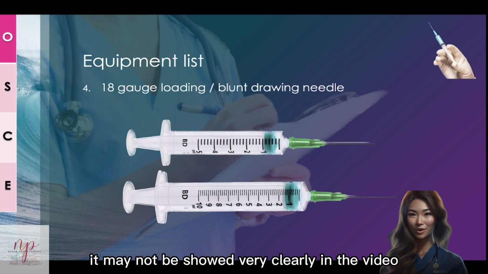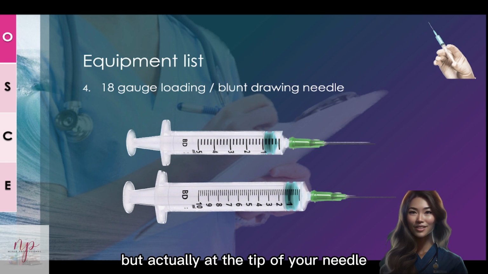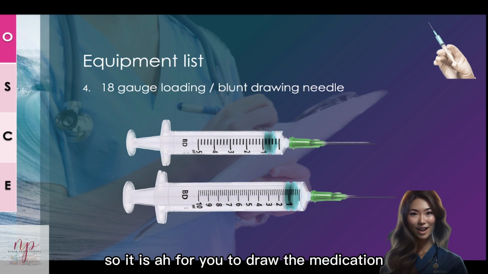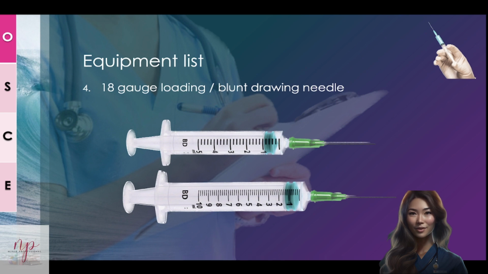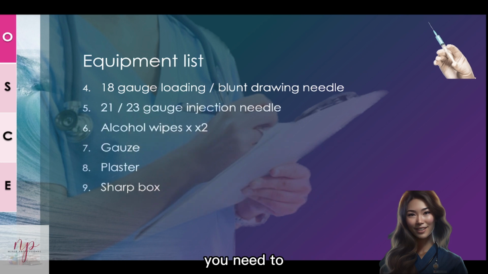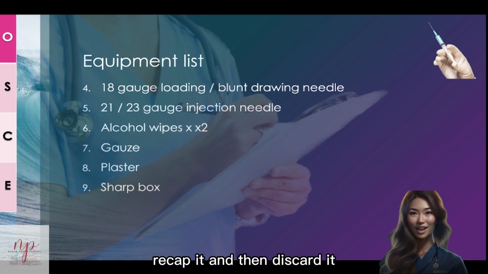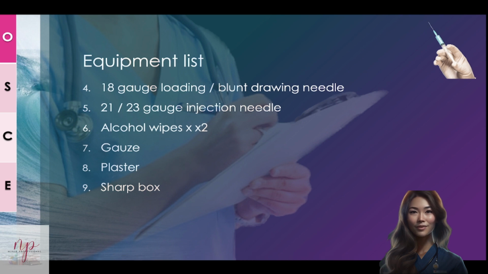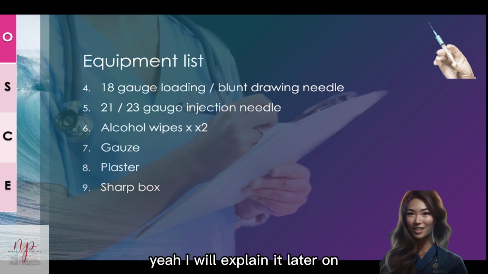It may not be shown very clearly in the video, but actually the tip of your needle is a blunt end, it's not sharp. So it is used for you to draw the medication. And after you use the blunt needle, you need to recap it and then discard it, and then you change it to an injection needle. Yeah, I will explain it later on.